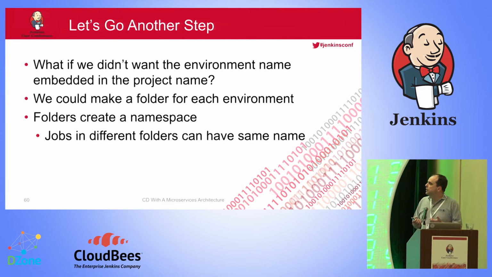And there I'm just creating all the jobs in the Jenkins root, the default way of creating the jobs. Instead of having the environment encoded into the job name, we might want to have a folder that contains the environment and contains the jobs that are relevant to that environment. The key thing is that folders create a namespace, and so jobs in different folders can have the same name.